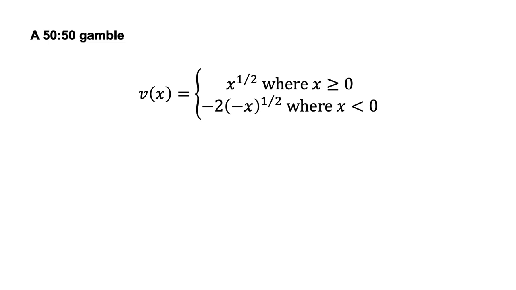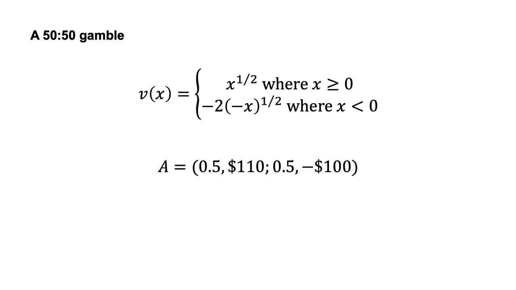V of x equals x to the power of 1/2, where x is greater than or equal to 0, and negative 2 times negative x to the power of 1/2, where x is less than 0. X is the realized outcome relative to the reference point. Assume that Albie's reference point is the status quo and that he weights outcomes linearly.